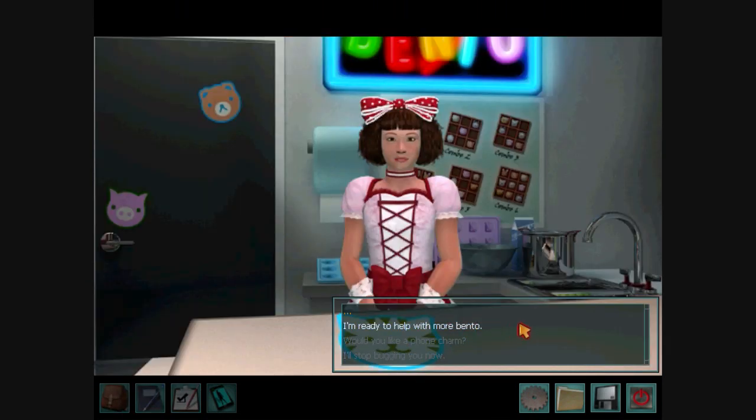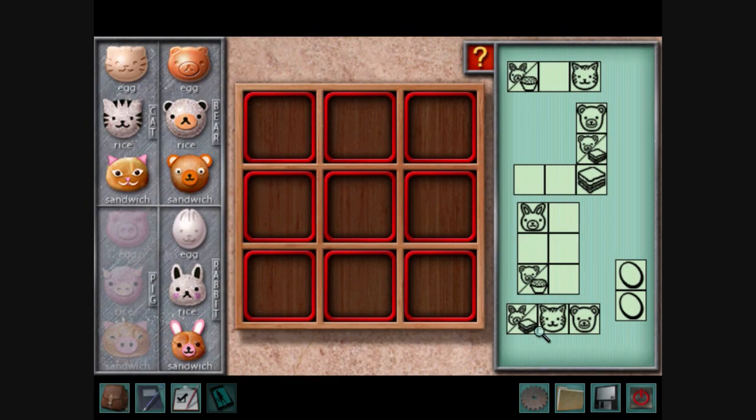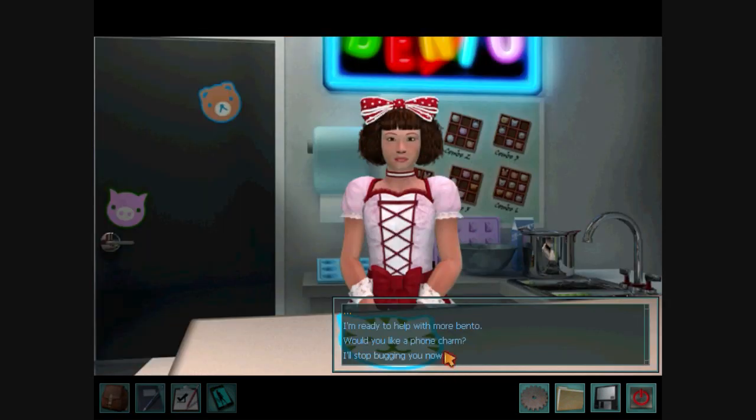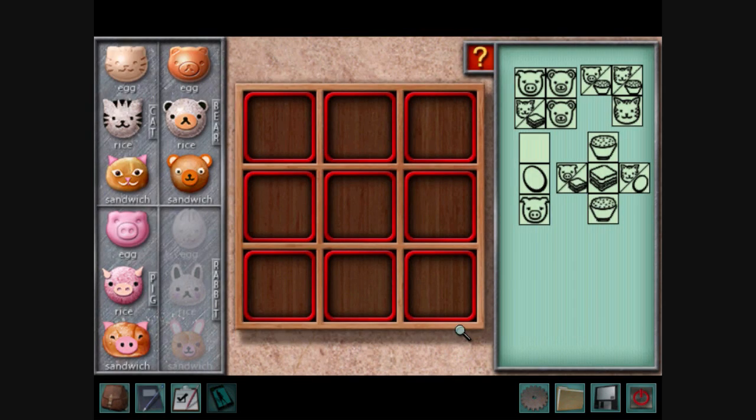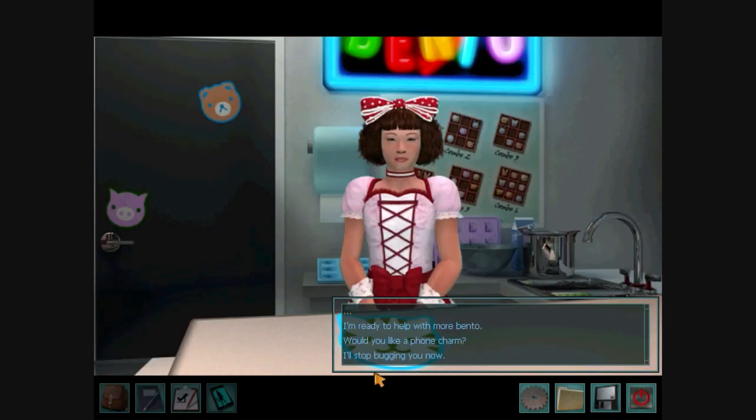I'm ready to help with more bento. Again, this is the exact same puzzle with different items swapped. Okay, let's try again. I'm ready to help with more bento. So as you can see, they have a finite number of puzzles. The puzzles do tend to repeat themselves after a time.